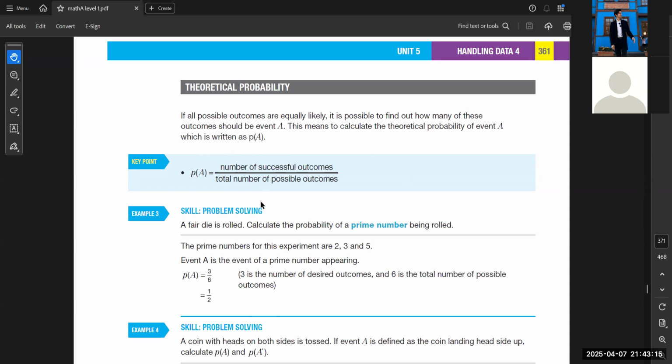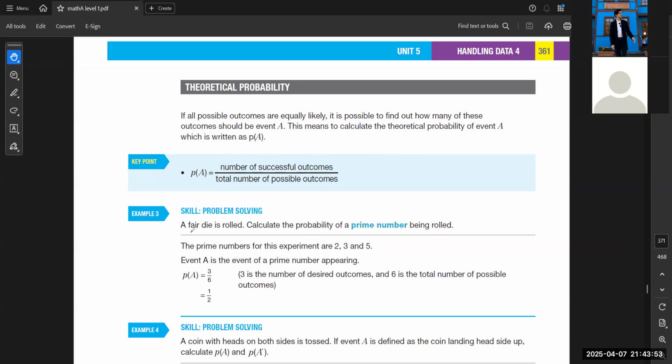Theoretical probability says that, first of all, if in an experiment all the possible outcomes are equally likely, for example, in a die, naturally, logically speaking, all the outcomes are equally likely. You can get a 1 with the same probability that you can get a 6, right? We call this a fair die. If you do a fair experiment where all the outcomes have the same probability, then the probability of any one of the outcomes happening will simply be how many ways there are to get the outcome that you want, divided by the total number of possible outcomes that you can get.